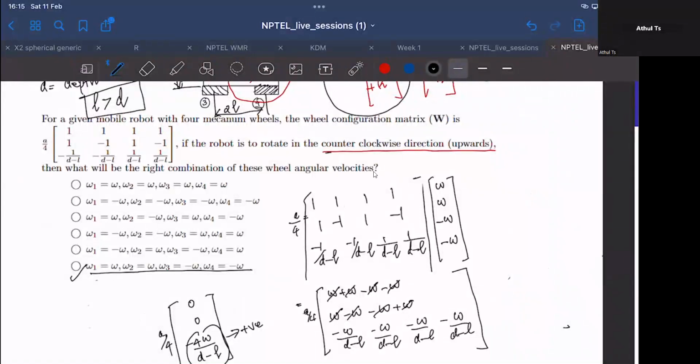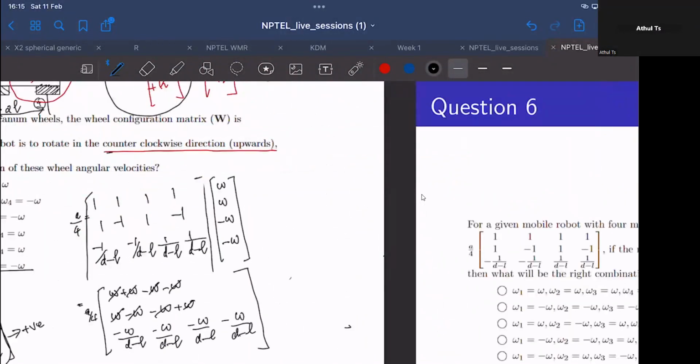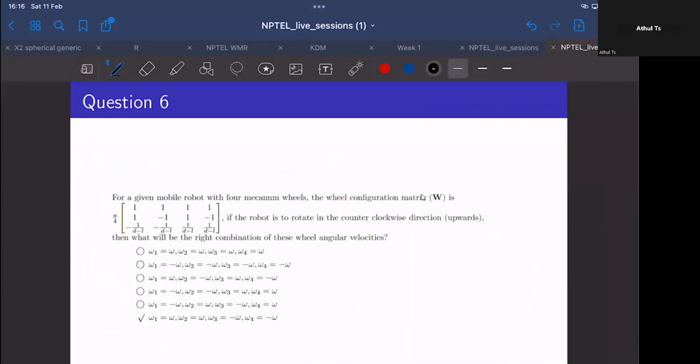And please excuse me if the audio is still breaking. I can explain this to you again if the concept is not clear. So option 6 is indeed the correct choice.